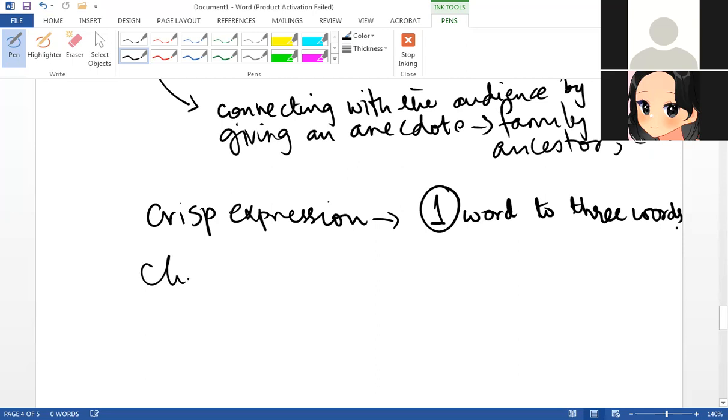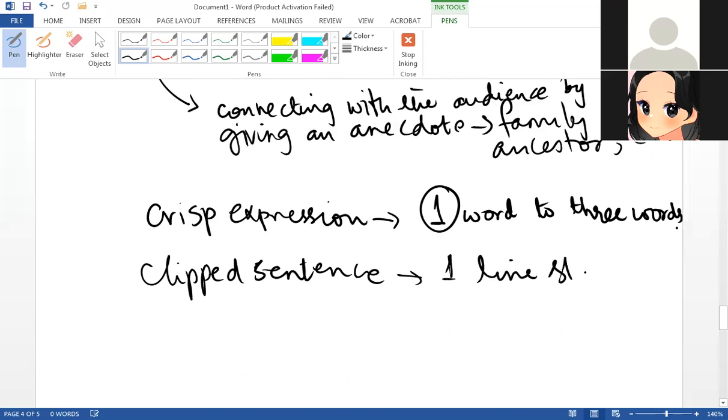A clipped expression, a clipped sentence, you must have seen when you're reading a novel or reading speeches, there is a paragraph and there is a one line statement which is standing out in between the paragraphs. It's a paragraph, but for one line. That is called a clipped sentence.